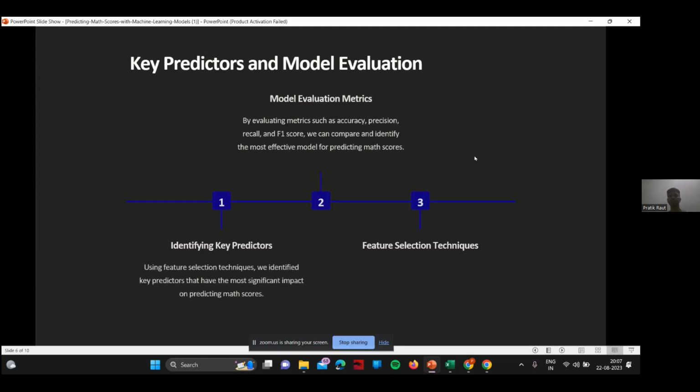Then we have the feature selection techniques: recursive feature elimination and principal component analysis. They can help identify the relevant predictors and improve model performance.